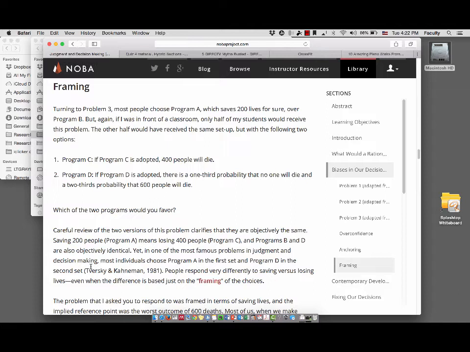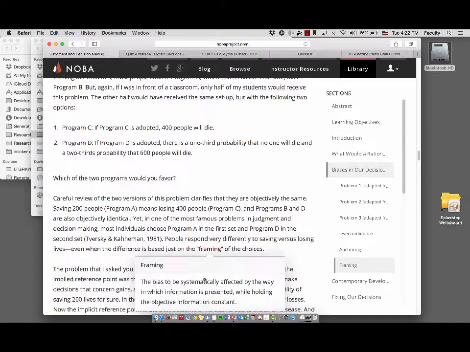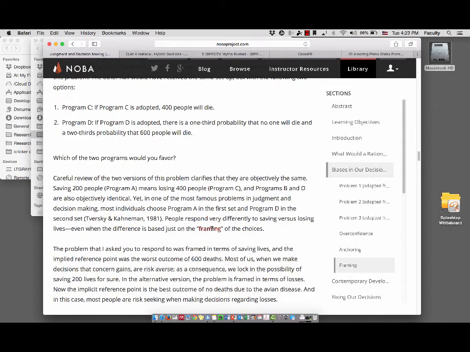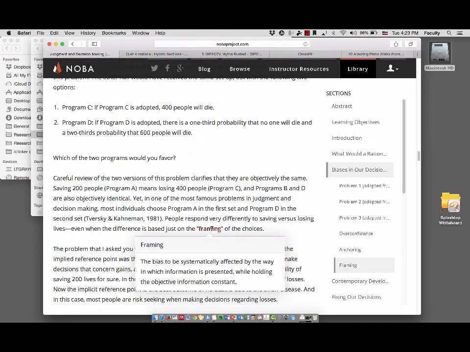It turns out that the way that numerical information is presented has a big difference on how we interpret it, even if the actual numbers underlying it are the same. So that's this idea here, that we're systematically affected by the way the information is presented while holding the objective information constant.